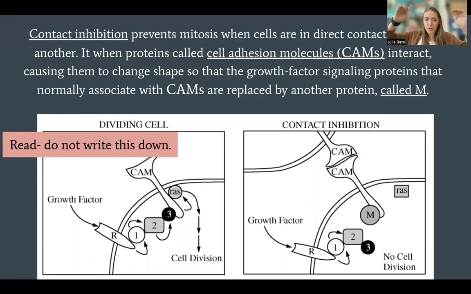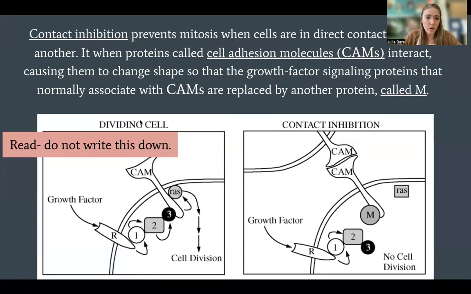Sometimes the cell overshoots a little bit, and that's when you can get things like scars, right? Scar tissue is the increased cell proliferation. And then the cell has to kind of figure out, oh, okay, we're done. We don't need to divide anymore. Now, the way that it does this is through a protein called the CAM protein. And these proteins are going to cause the inhibition of cell division, right? So let's take a look at this diagram.